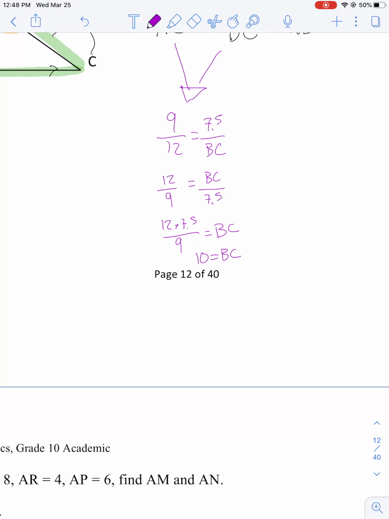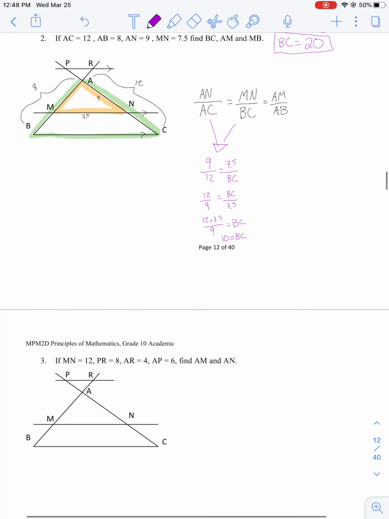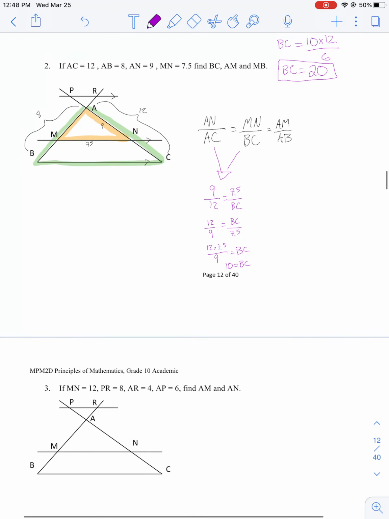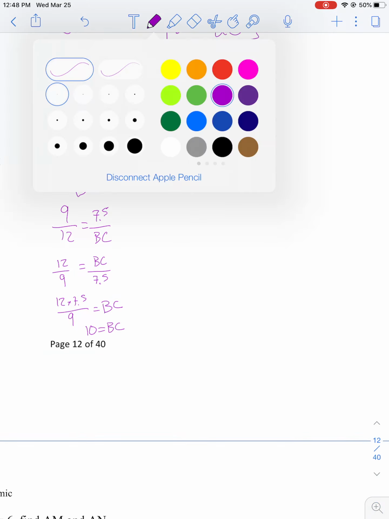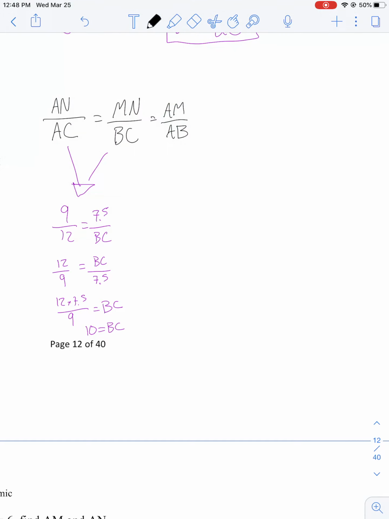So we have one of our unknowns, BC, being 10. So next one I'm going to take a look at is AM. So AM, you can see in our ratio, is our top right. So I'm going to take a look at my next ratio and say that, okay, of these 3, I can say that AN over AC is in the same ratio of AM to AB, right?